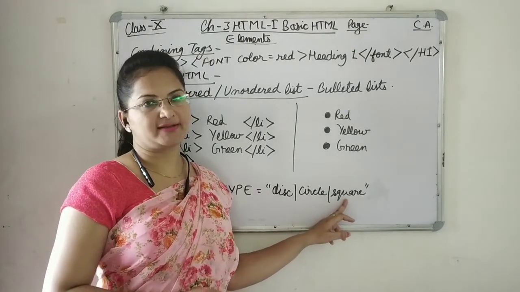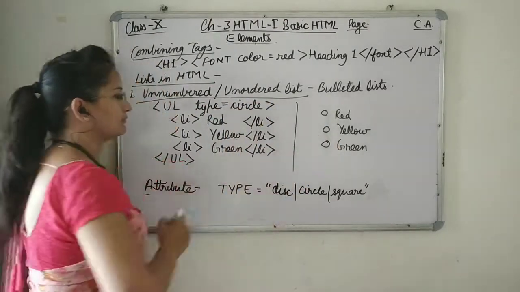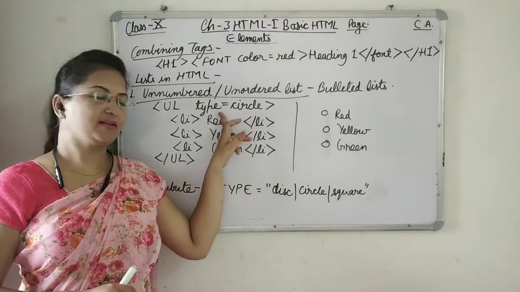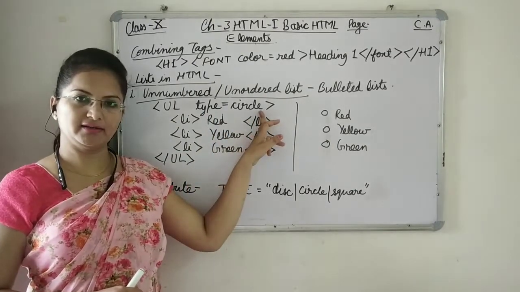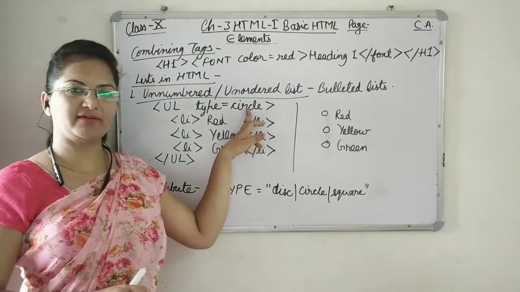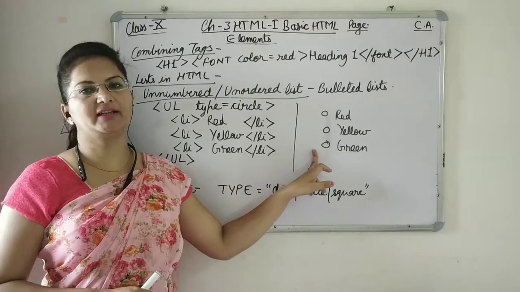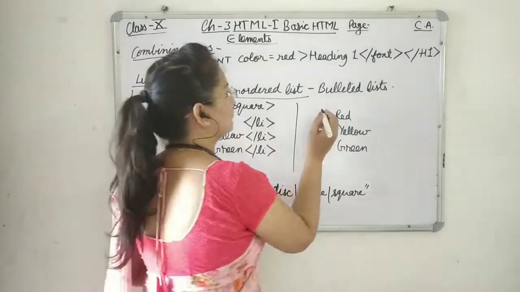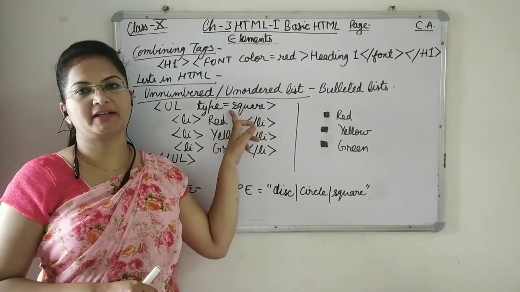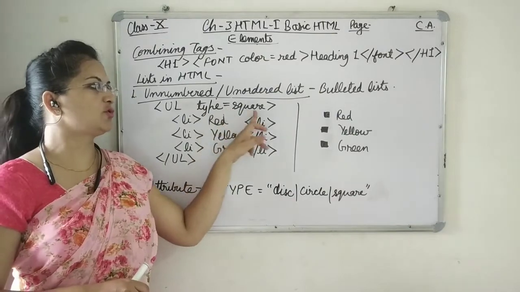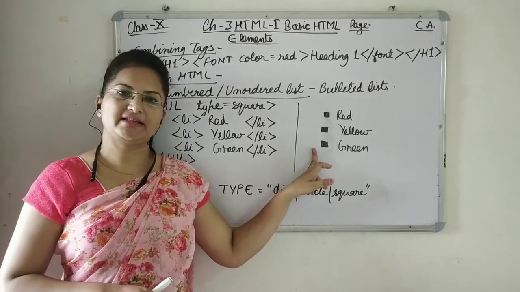So let's see how to write it. Students, here in the UL start tag we have to write type equals circle. Type is the attribute, circle is its value, and the three list items will be represented like this. There will be circles as the bullets. Another type of bullet is square. So type equals square. We will be able to see this type of square bullets in the list items.